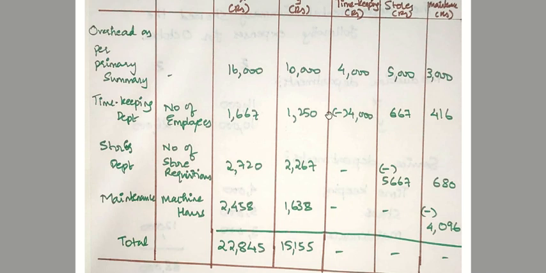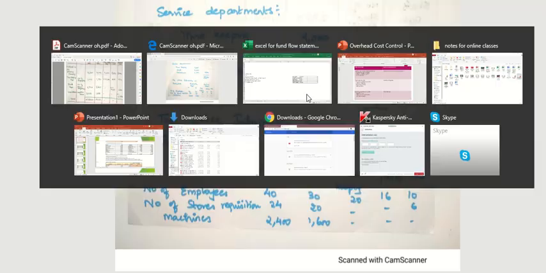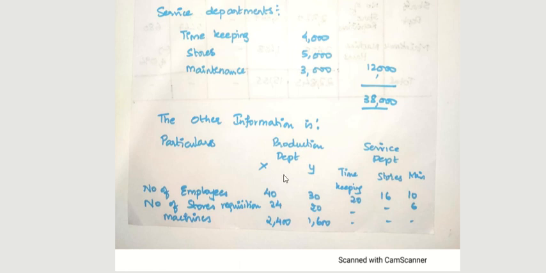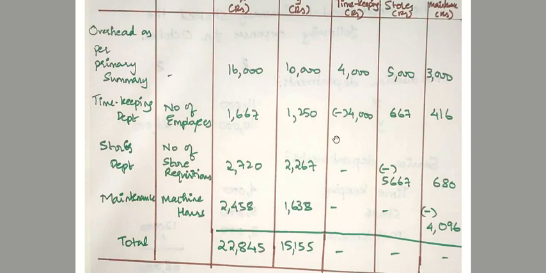If you see the timekeeping department, what is your total amount? 4,000 rupees. So minus the 4,000, and you apportion based on the ratio provided to the other departments, which is 40:30:16:10, which will be brought down. Depending on that, if you apportion, you will get 1,667, 1,250, 667 and 460. Now the timekeeping department expenses are apportioned.